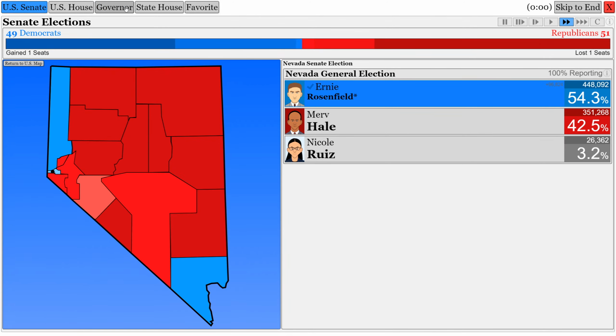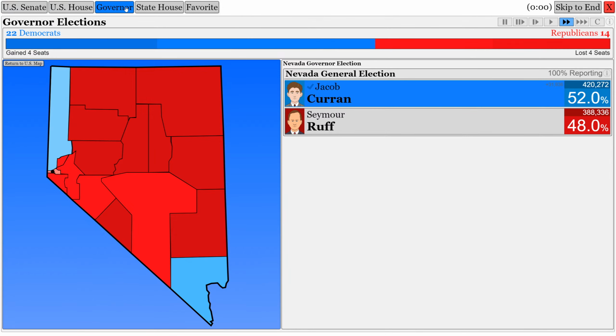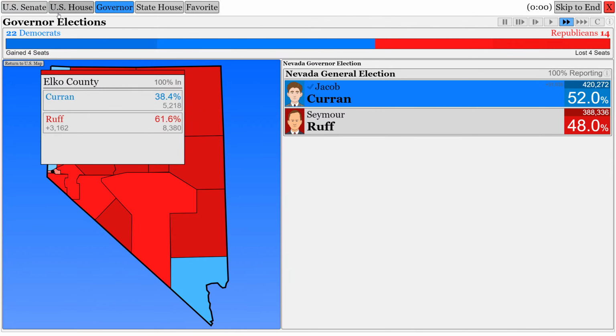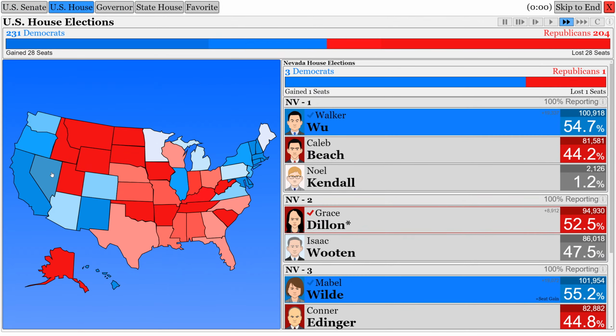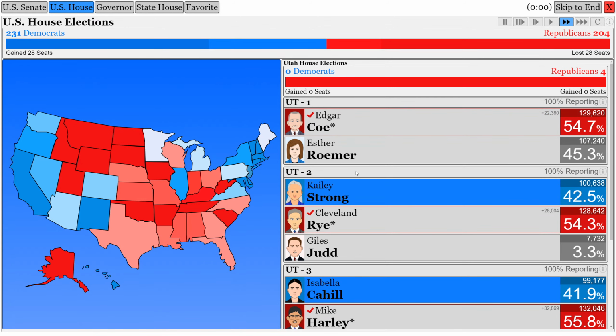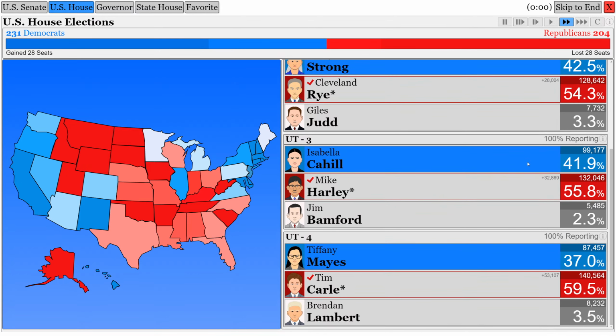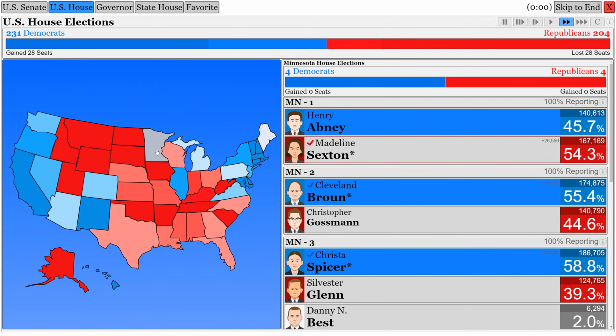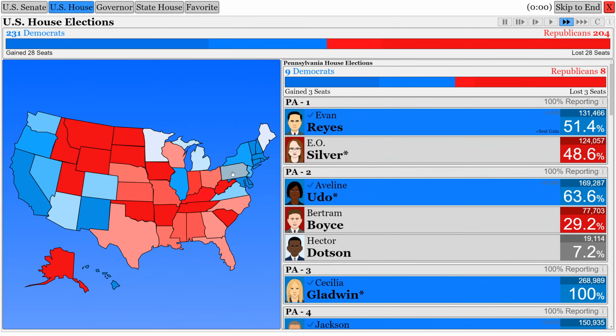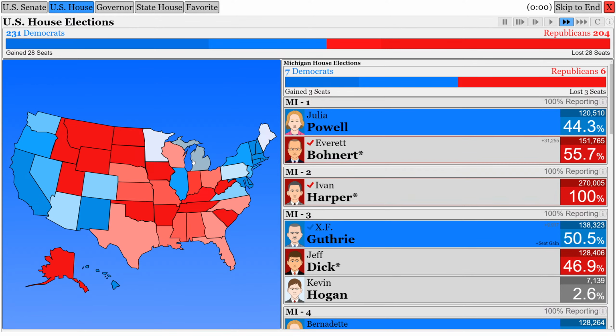I like how the Senate race actually overperformed the governor race. Democrats actually gained a seat in the Nevada delegation. Split delegations now in Minnesota, Michigan, and Pennsylvania. Mostly split.